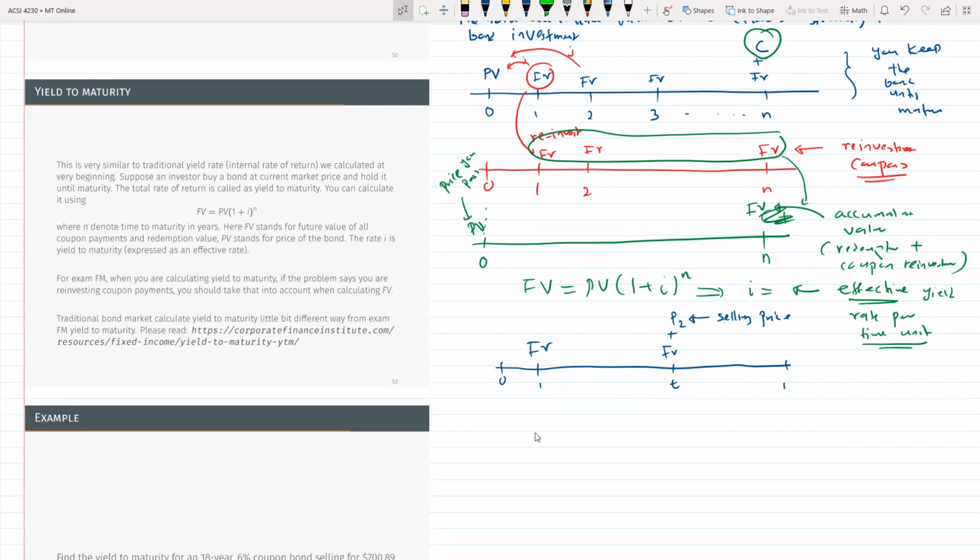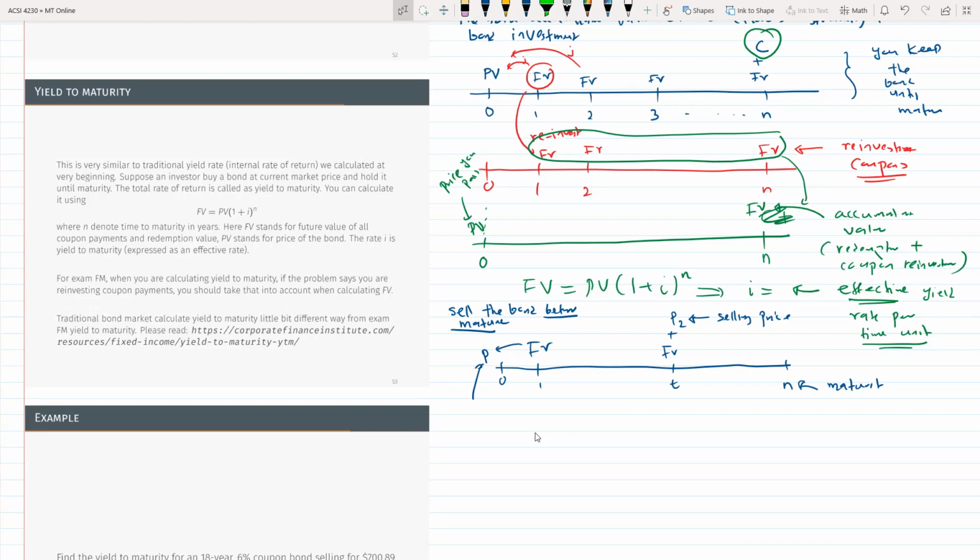Okay. It's supposed to mature at time N. Okay, this is maturity. So the idea is sell the bond before maturity. So here you would pay the price. Okay, so you are paying the price. At the very beginning, you were hoping to keep it until maturity.